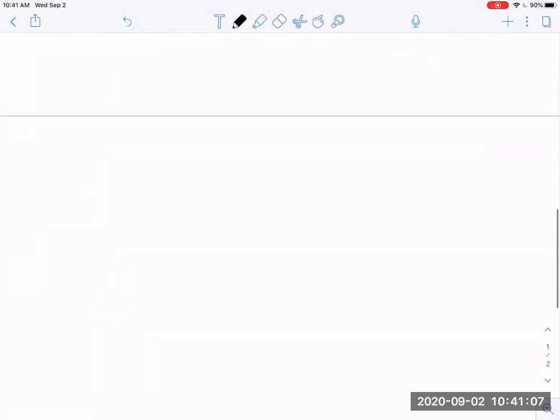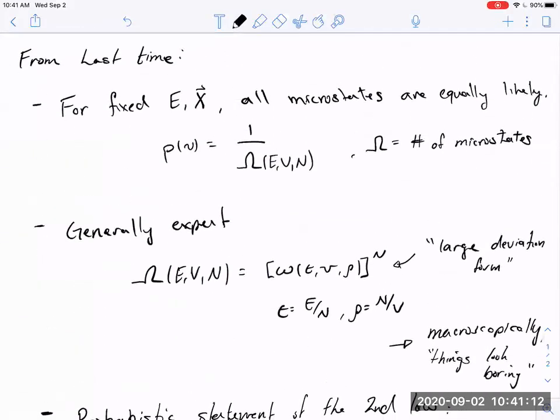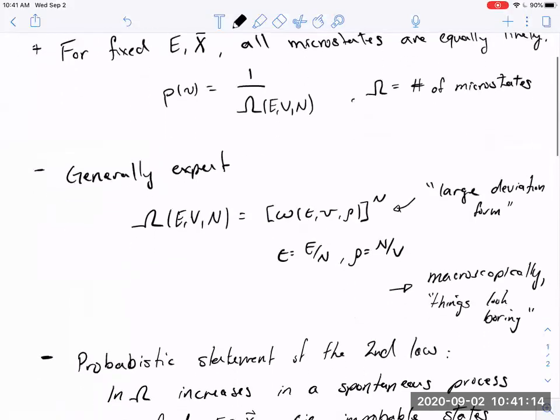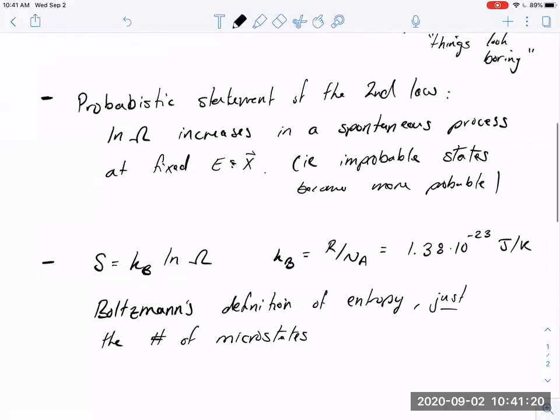Okay, so that's the review. We've stated our fundamental postulate. We have some expectations for how states grow with increasing system sizes. From this, we've deduced the second law, and following that, a definition of what we must mean by the entropy.